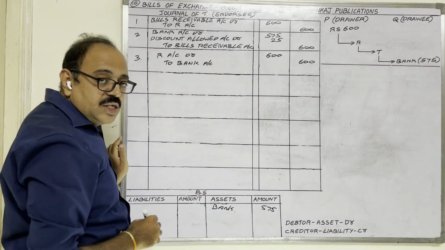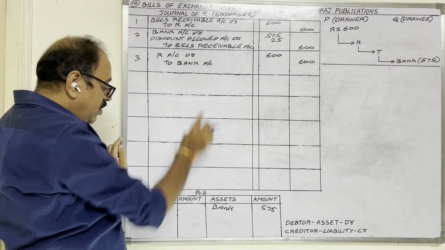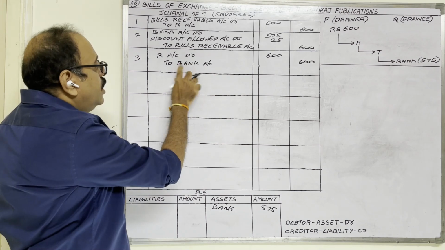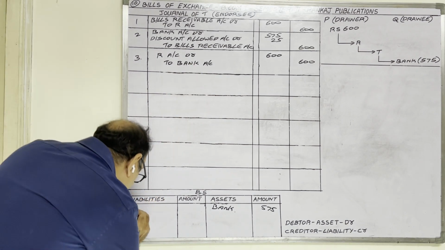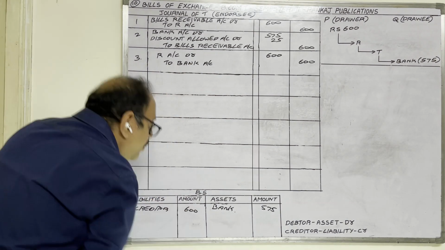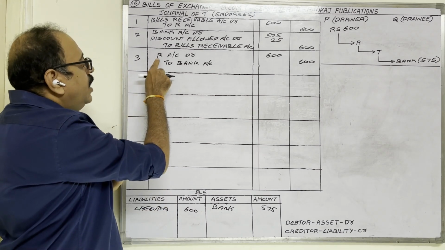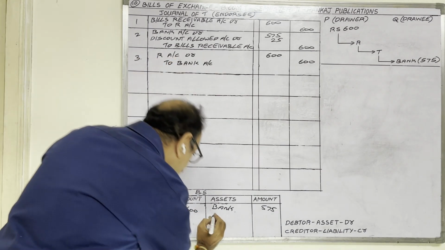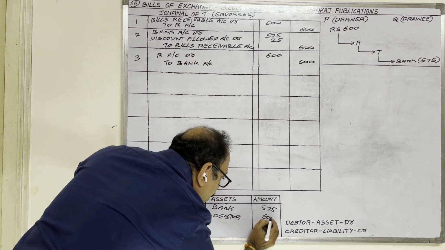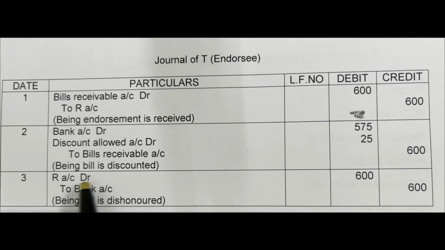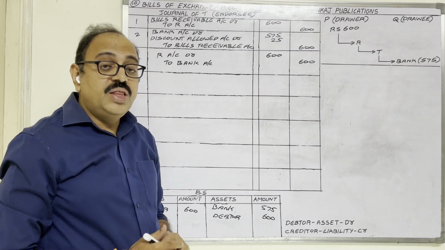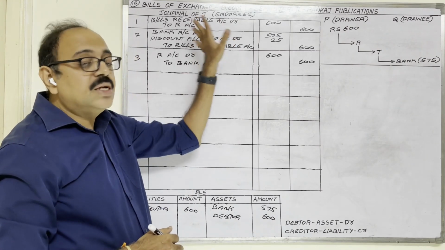Amount same, 600. What is the effect of this entry on balance sheet? A creditor is created with 600 rupees. Next, again a debtor is created for 600 rupees. Third entry, R account debtor to bank account 600. Being bill is dishonored. With this, T's journal is completed.